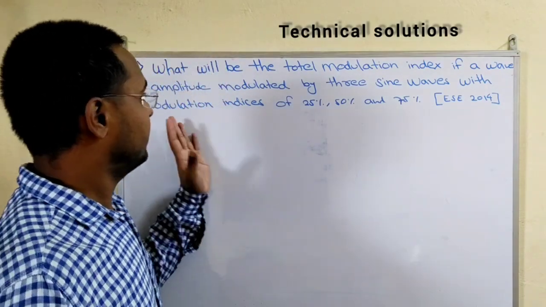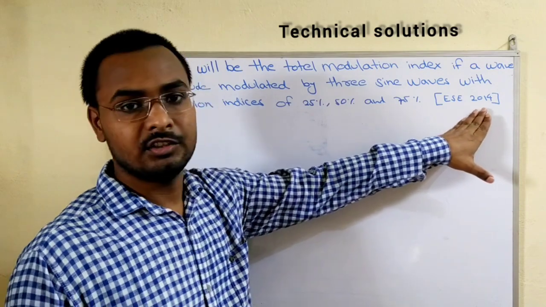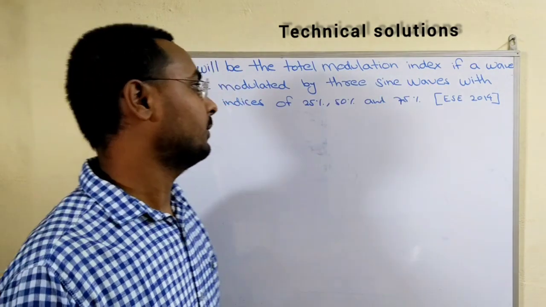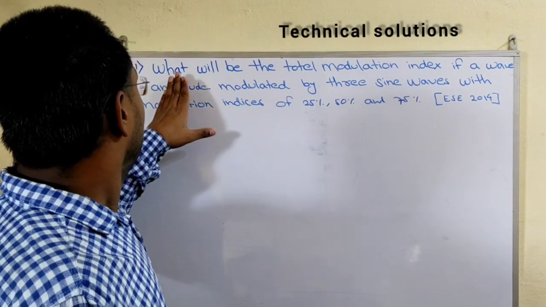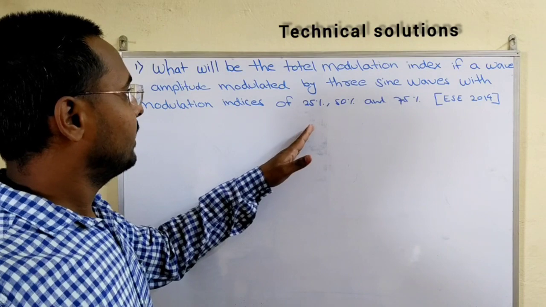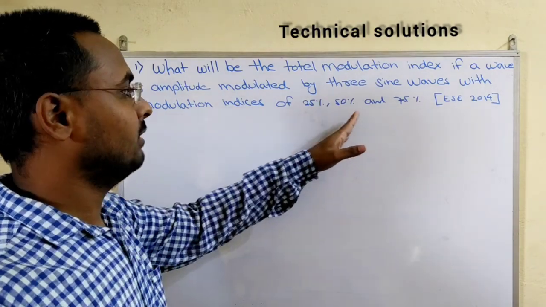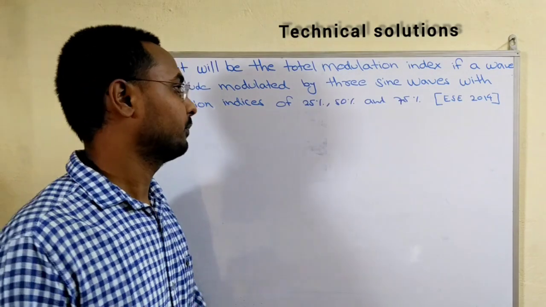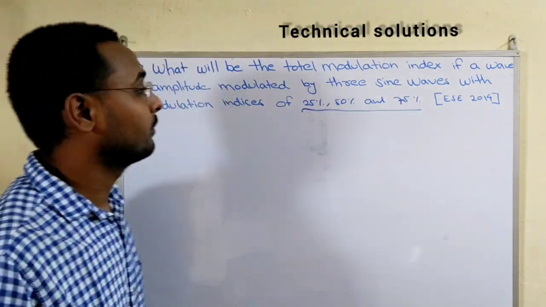So this is the first question, which was asked in the Engineering Service Examination 2014. In this question, what will be the total modulation index of a wave that is amplitude modulated by 3 sine waves with modulation indices of 25%, 50% and 75%? In this question, 3 modulation indices are given, right?